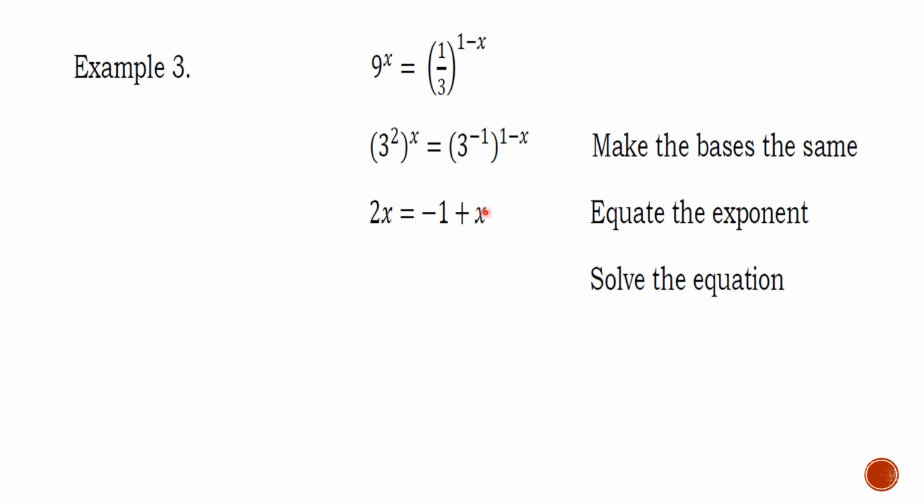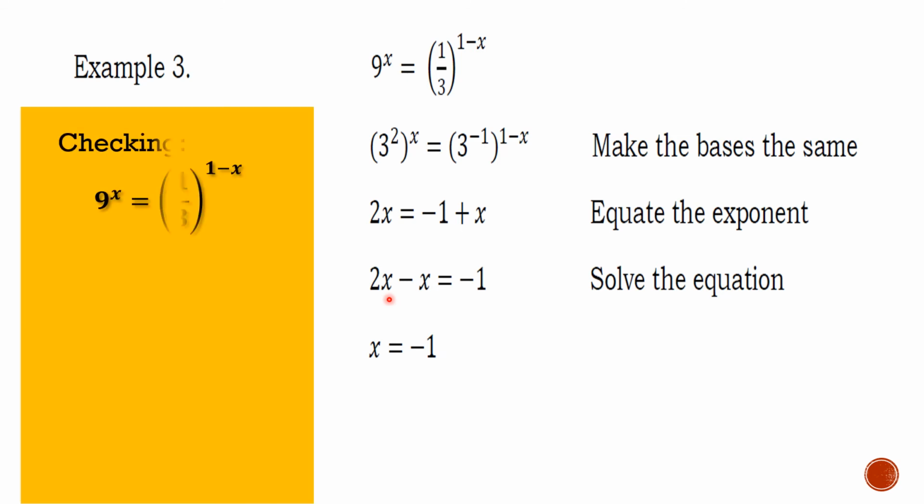So, yung x dito, ililipat natin sa kabila. Diba? Kasi magkaparehas sila doon. So, from positive, it will become negative. So, we have here 2x minus x equals negative 1. And then 2x minus x is equal to x, then negative 1. So, x is equal to negative 1. And then, let's have some checking.